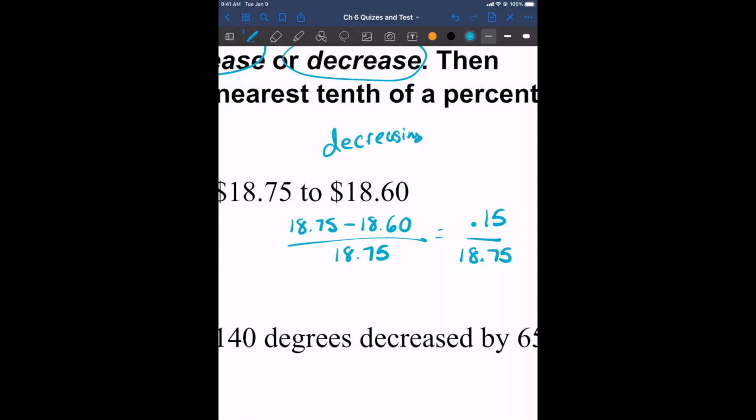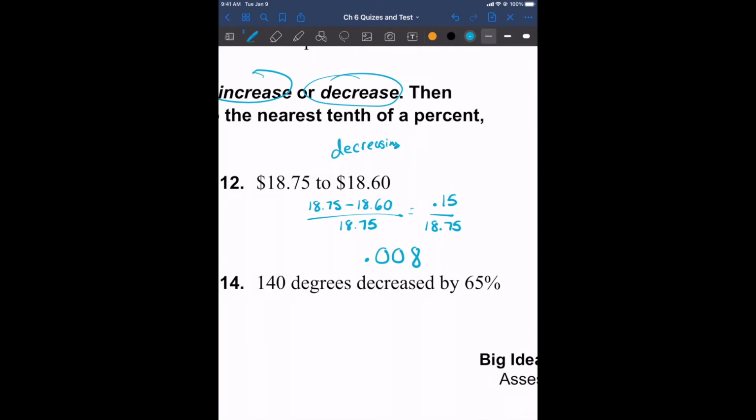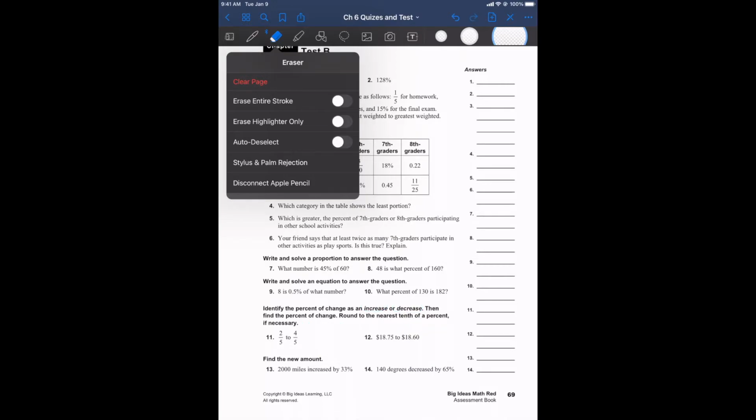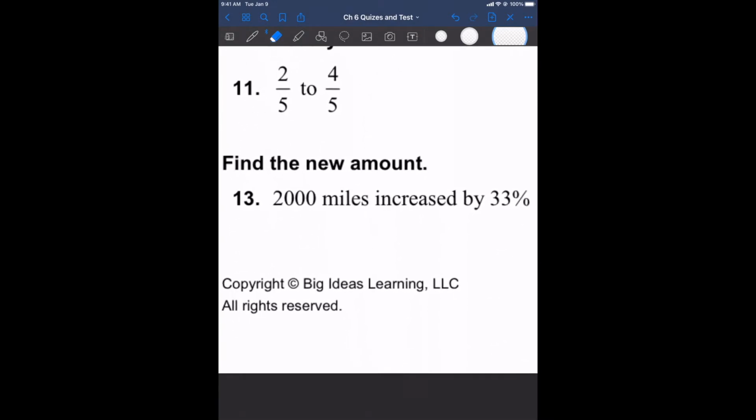Take that and divide it by 18.75 and you get 0.008. Now remember, we're changing this to a percent. 0.8% decrease. All right, that's how you do 11 and 12. 13 and 14. Find the new amount.